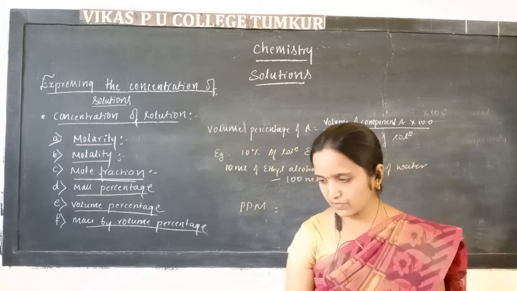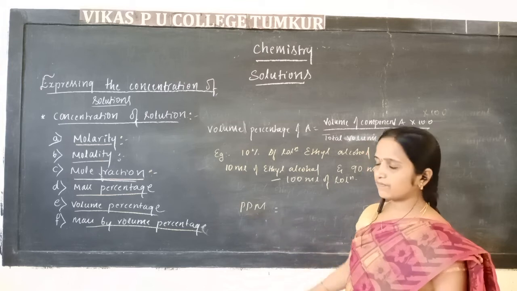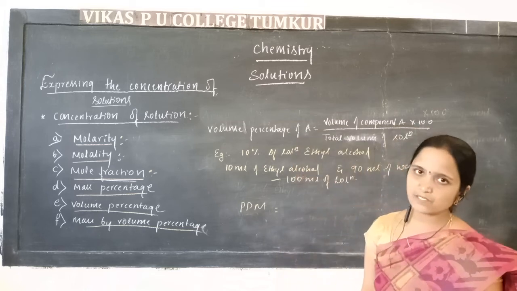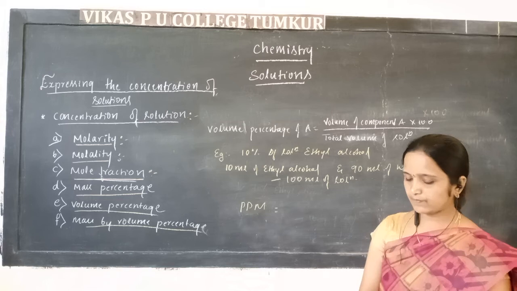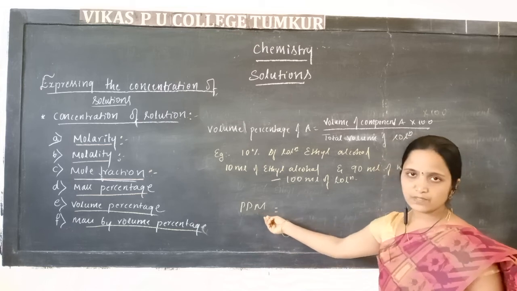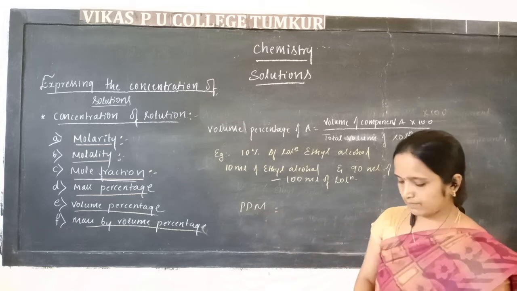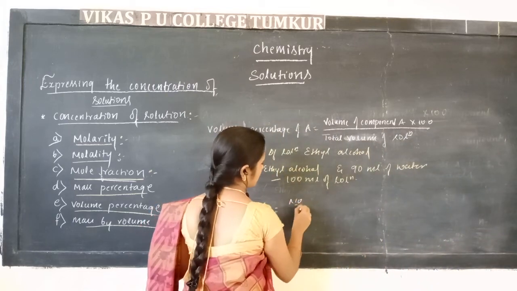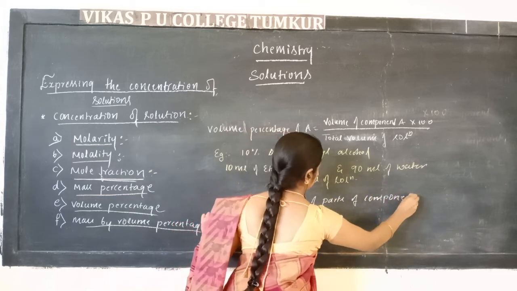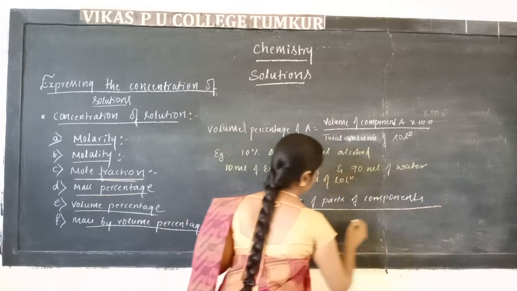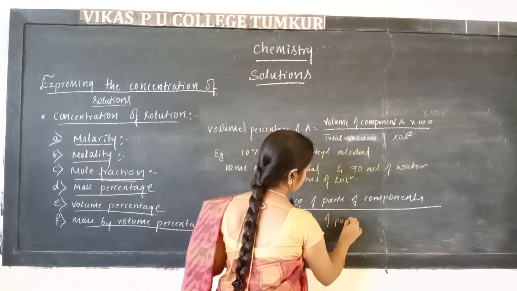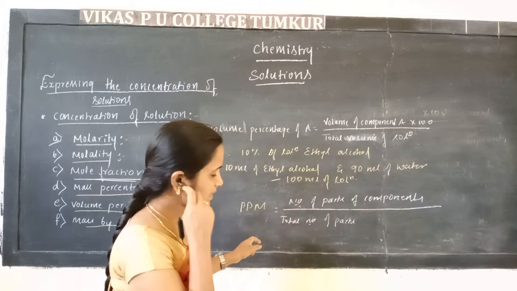ppm means the number of parts of the component to the total number of parts of all the components present in the solution. That is, ppm means number of parts of the component to the total number of parts, parts per million.